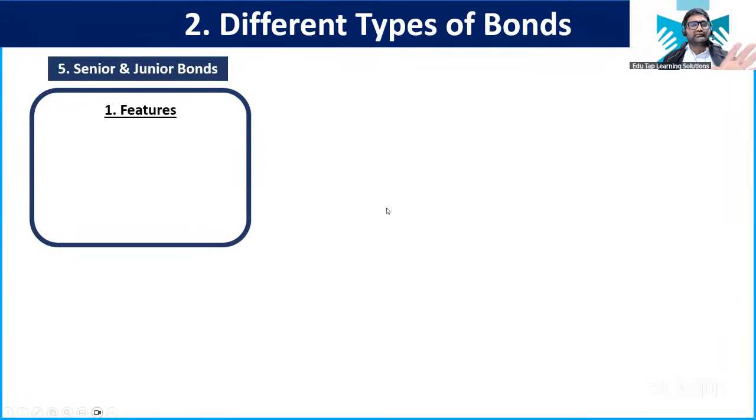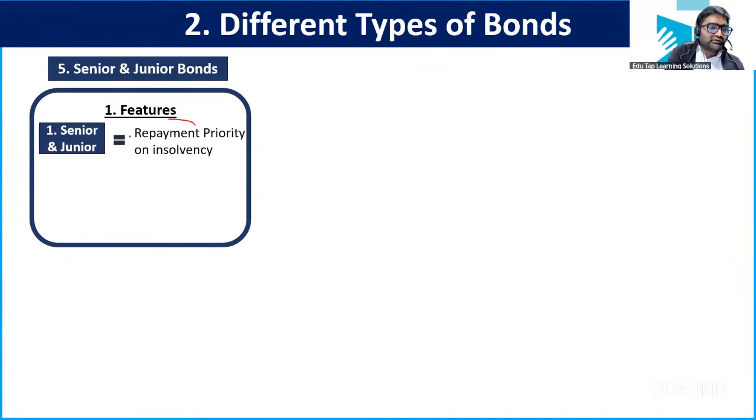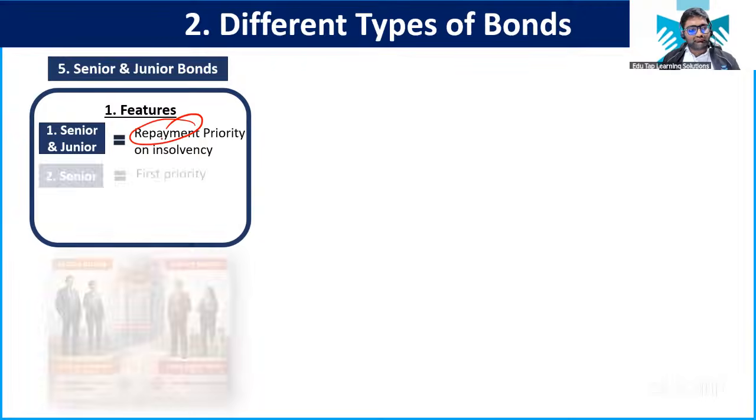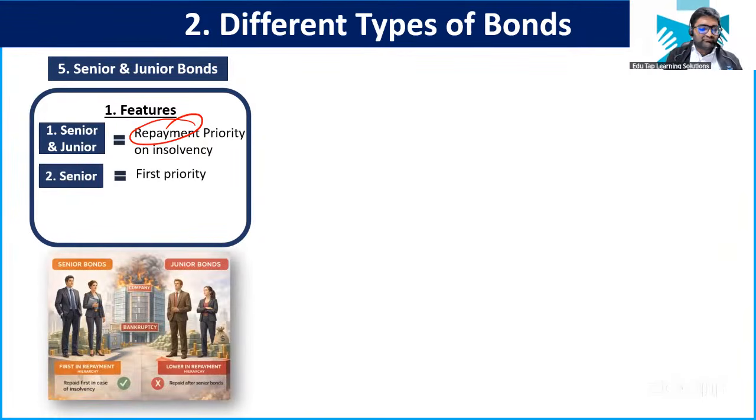Okay, let's say there is a line, and in that line seniors are standing and juniors are also standing. Who will get the benefit first? Obviously the seniors will get the benefit first. You can remember it in that manner. Here the benefit is repayment. Let's say some company is bankrupt and being liquidated. At that time, whoever is holding the senior bond will be given the repayment first. Okay, so there is a priority.